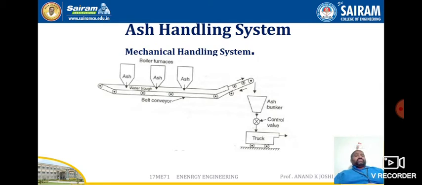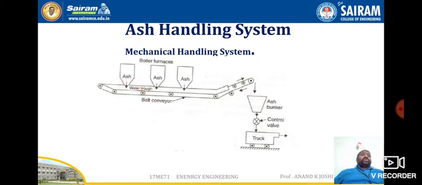Now we're going to discuss the mechanical handling system. This mechanical handling system, as shown in the figure, is used for low capacity power plants using coal as a fuel. First, the hot ash coming out from the boiler furnace is made to fall over a belt conveyor through the water seal. Here, from the different furnaces, the ash is dropped down onto a conveyor belt.